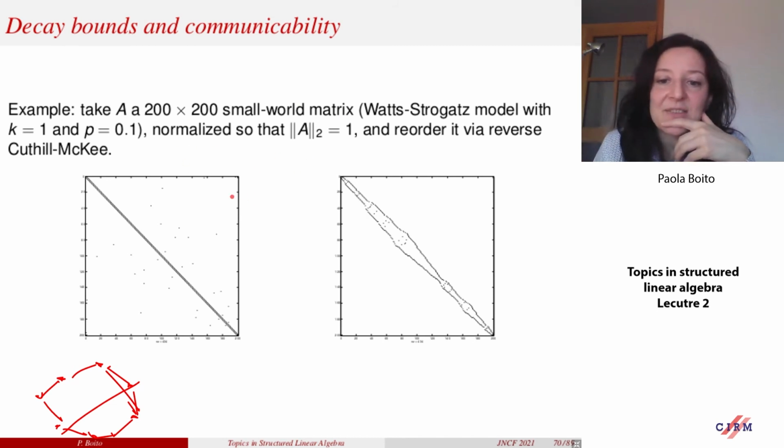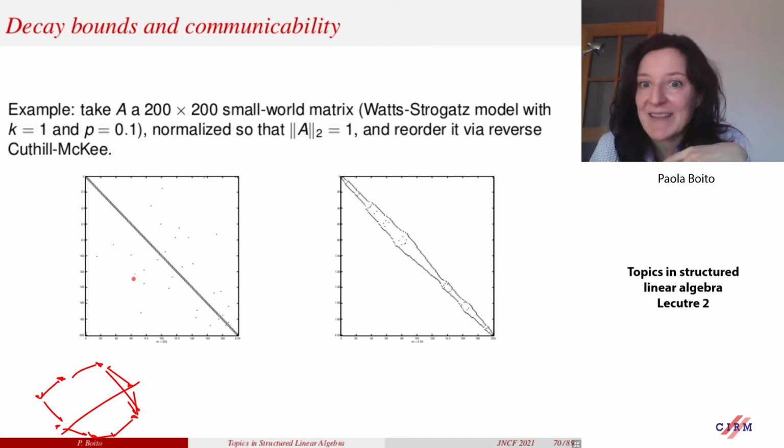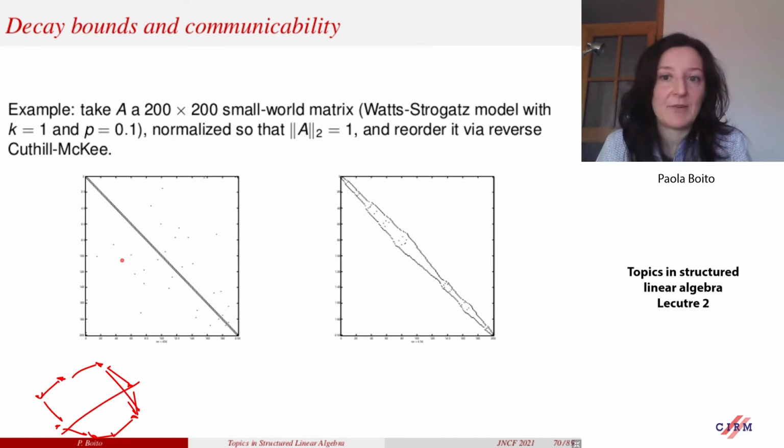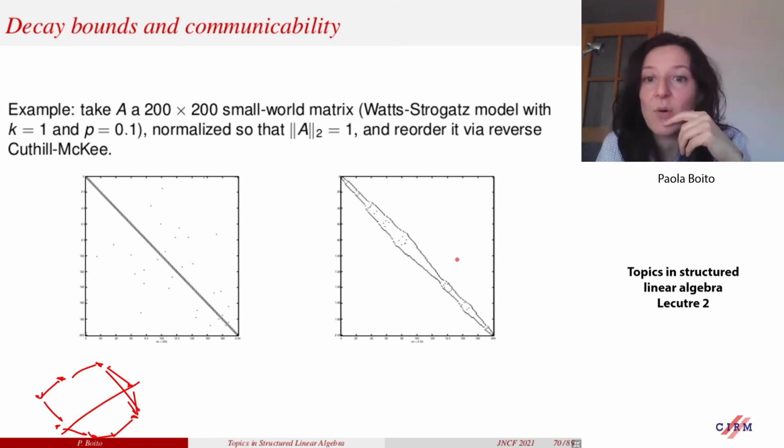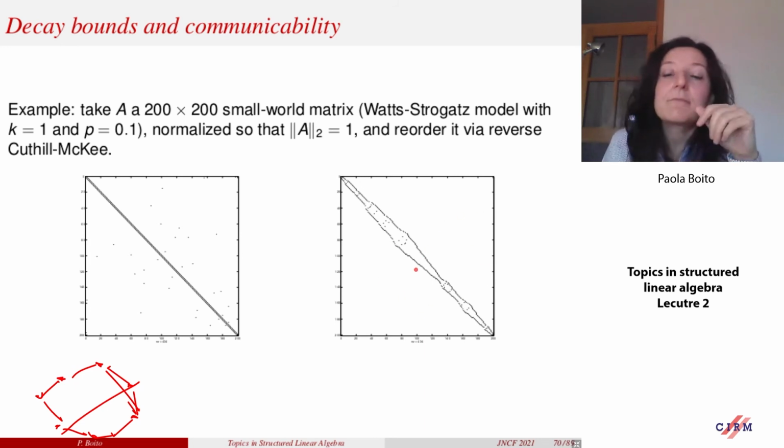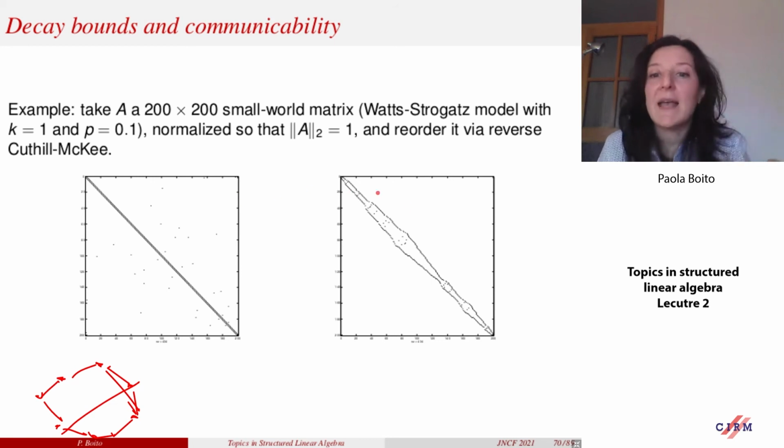Now, the matrix in itself is not banded, so we can use its sparsity pattern, or we can reorder it. I'm using here a standard heuristic reordering method called reverse Cuthill-McKee. And what I get after relabeling the nodes and applying a permutation on the adjacency matrix, like we said before, is this banded structure, okay? So I can apply my bounds either to the banded form of the matrix or to the original sparsity pattern.